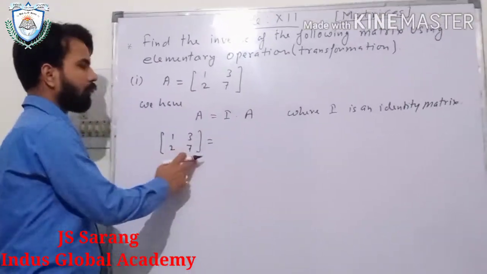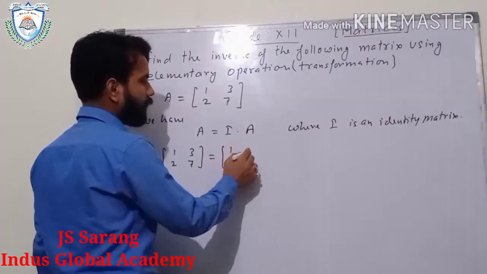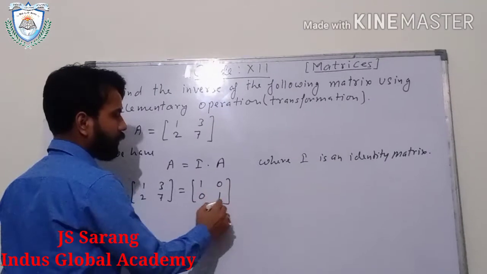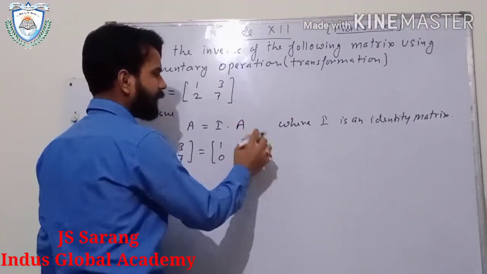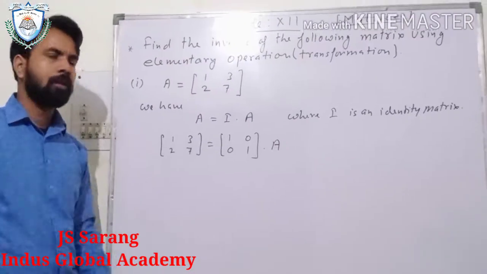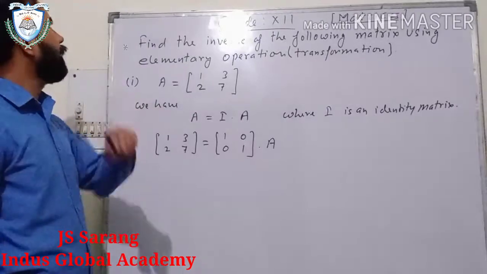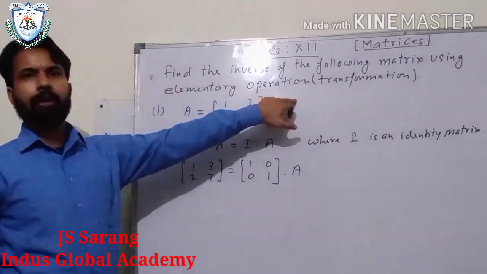Whatever is the order of A, we have to take the identity matrix of that order. So what is the order of this? 2 by 2. So the identity matrix will also be 1, 0, 0, 1, of the same order. Into this A, which will remain the same like this. Got it? Okay. Now we have to find the inverse of this matrix by the elementary operation.